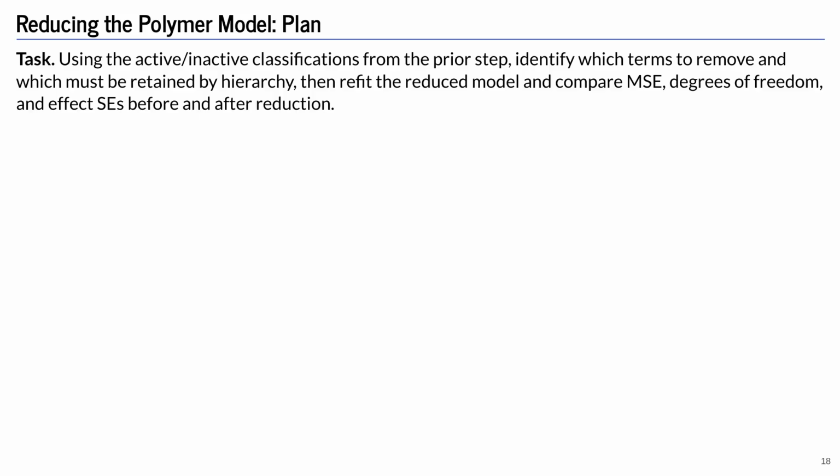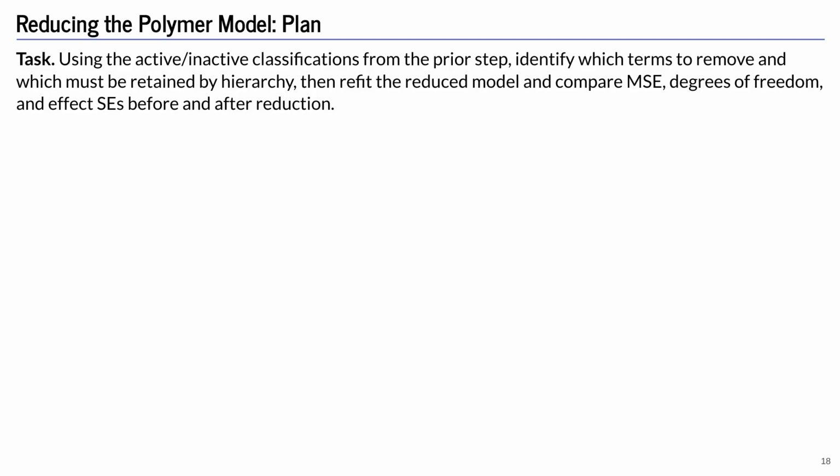Let us apply this to the polymer experiment. Our active effects are A, B, the AB interaction, and the AC interaction. The AB interaction requires A and B to stay. Both are already active, so no conflict. The AC interaction requires A and C to stay. A is already active, but C, mixing time, was classified as inactive. Hierarchy overrides that classification, because C appears in the active AC interaction. C must be retained in the reduced model.